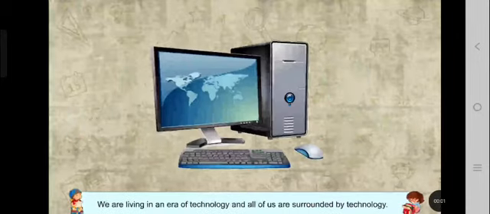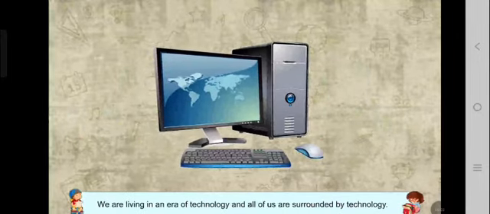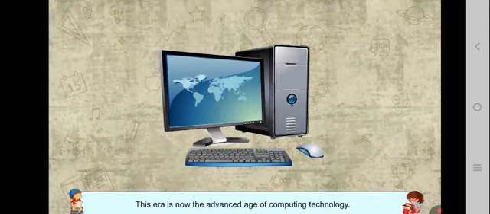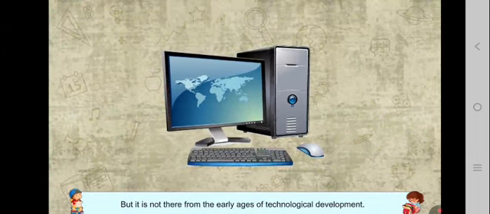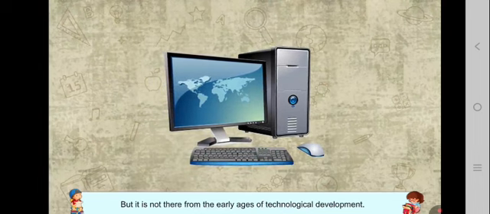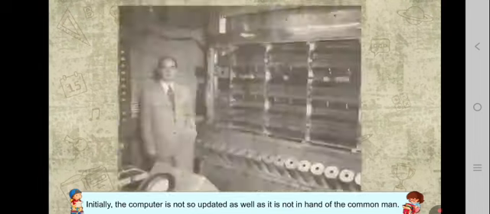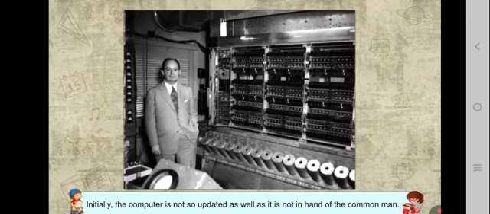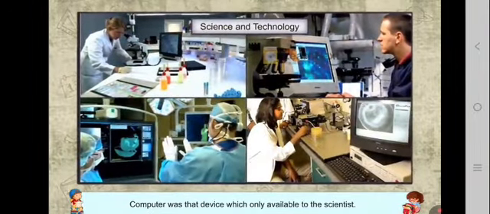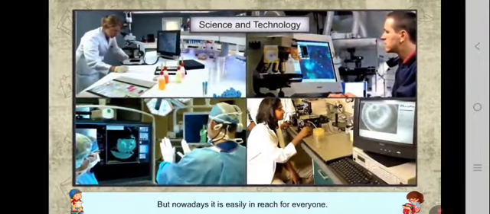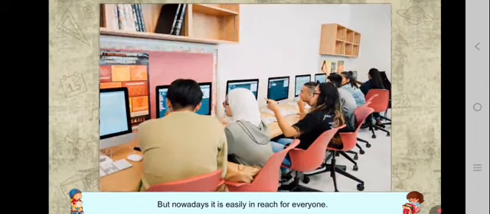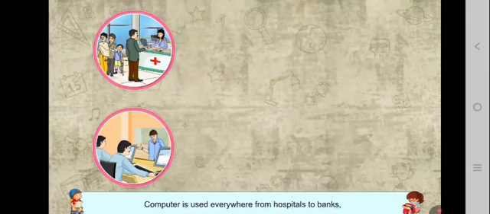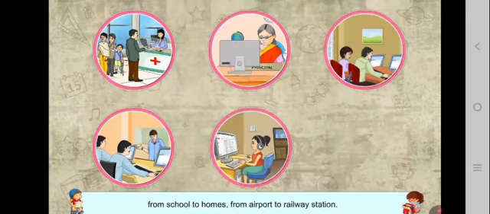Computers. We are living in an era of technology, and all of us are surrounded by technology. This era is now the advanced age of computing technology, but it was not there from the early ages of technological development. Initially, the computer was not so updated, and it was not in the hands of the common man. The computer was a device which was only available to scientists. But nowadays it is easily within reach of everyone.